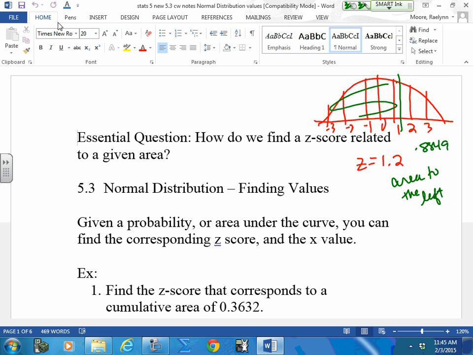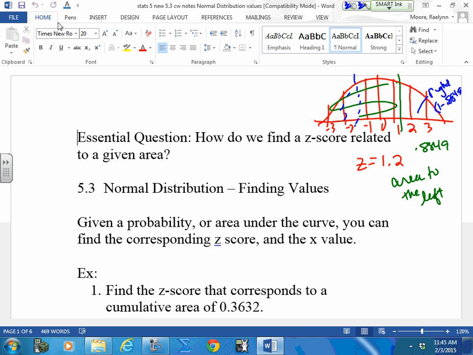Now, does it make sense? It's over 50%? Yes. It's over 80%? Yes. If we wanted the area to the right, how would we find it? Subtract it from 1. 1 minus this. Or, good, we could look up the negative 1.2. That was another thing we did. We looked up the negative 1.2 because this is symmetric, and then we would find that.